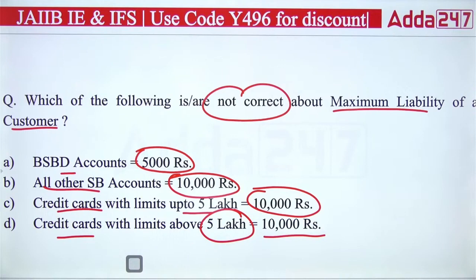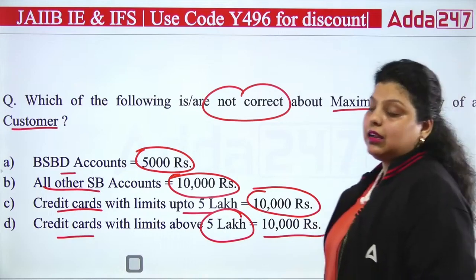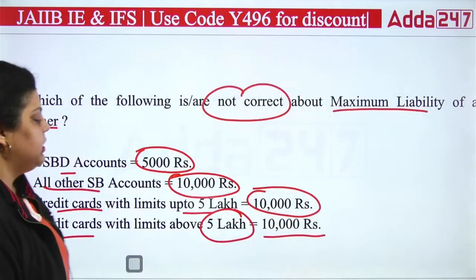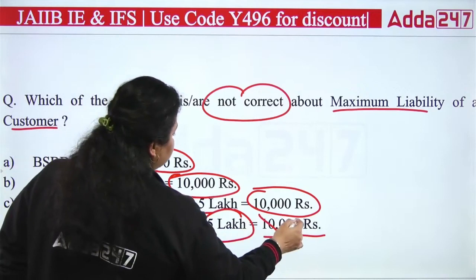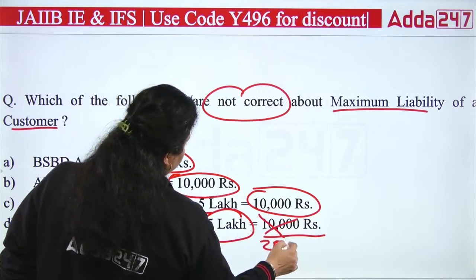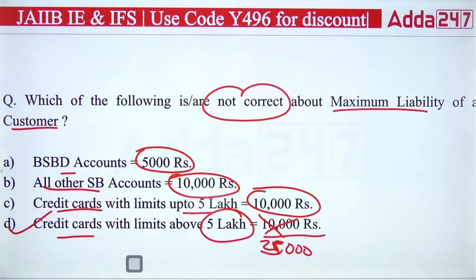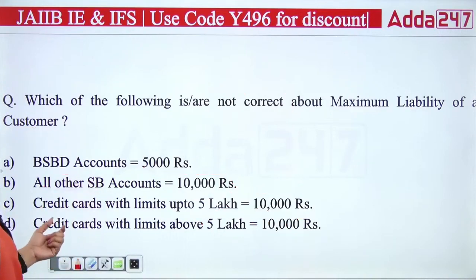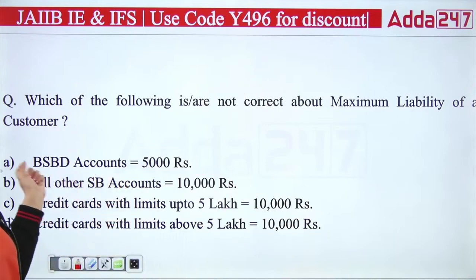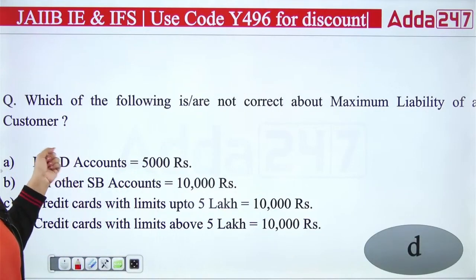Okay, so above 5 lakh and up to 5 lakh credit card limit is not the same. Not 10,000, it is 25,000. So the right answer is D. D is not correct. A, B and C liability is correct, but D is not correct. If there is a credit card with limit above 5 lakh, it should be 25,000. Okay, so the right answer is D.